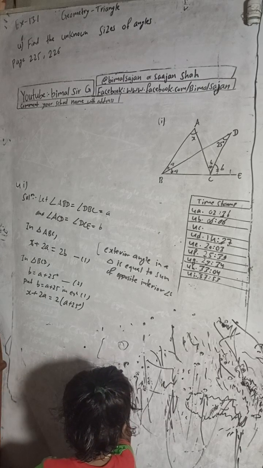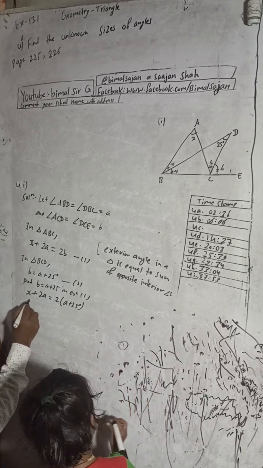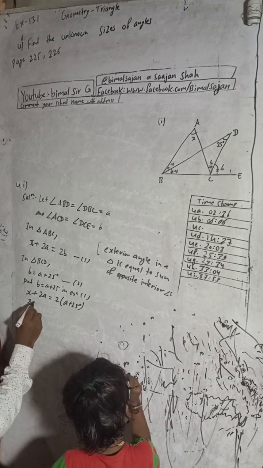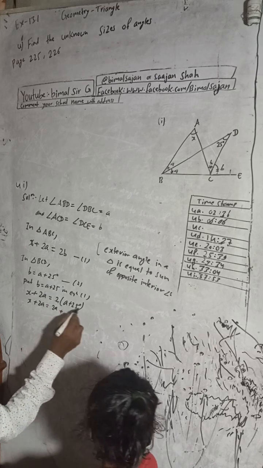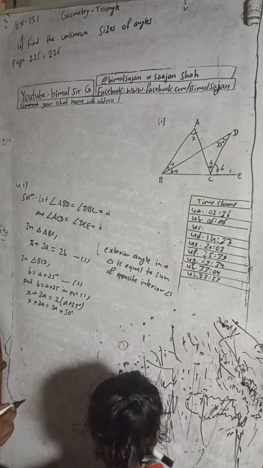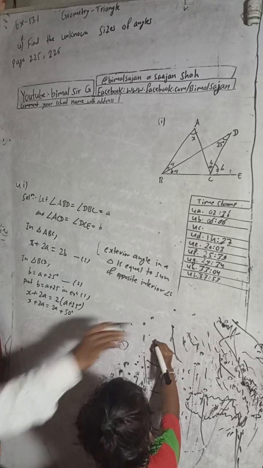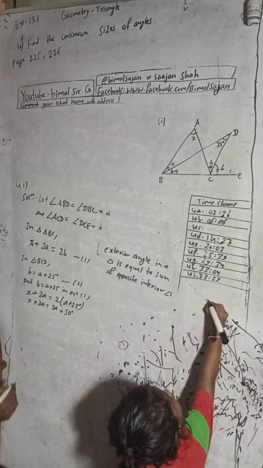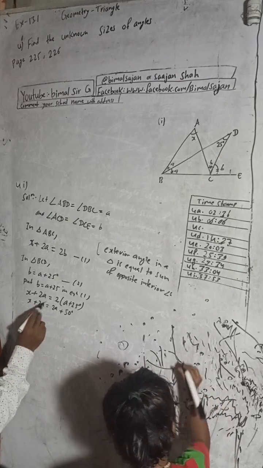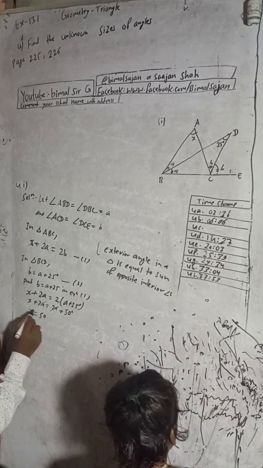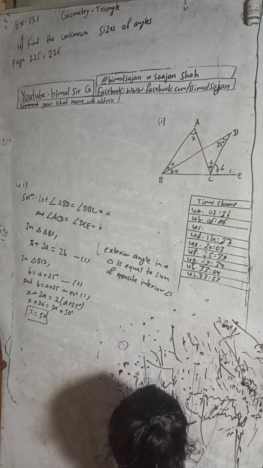Now when we solve this, x plus 2a is equal to 2a plus 50 degrees. Now this is 2a and 2a, so 2a will be cancelled, as this is plus on both sides. x is equal to, we got here, 50 degrees. So this is the solution of 4i. This was the last.